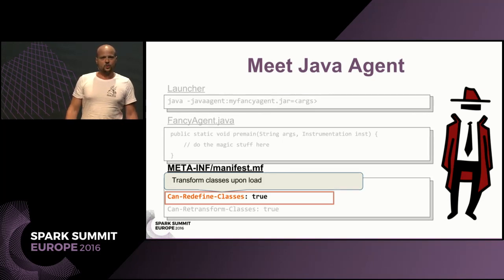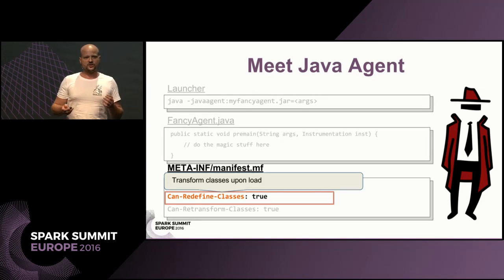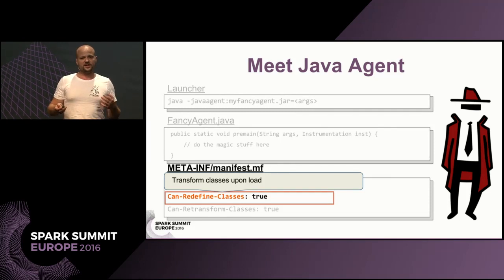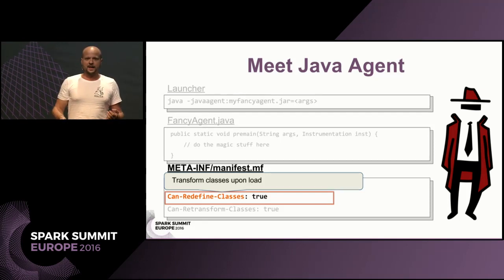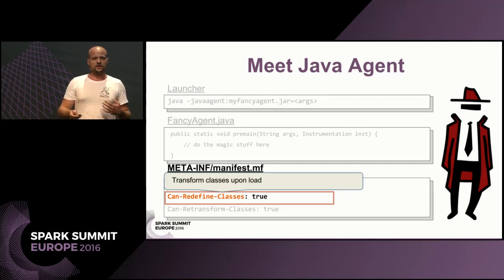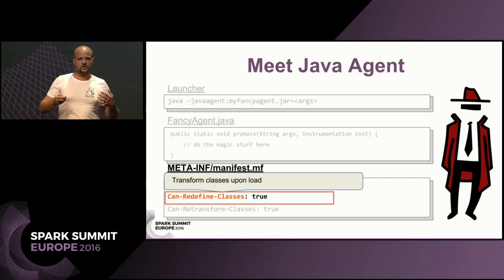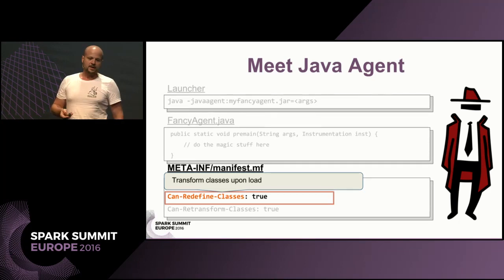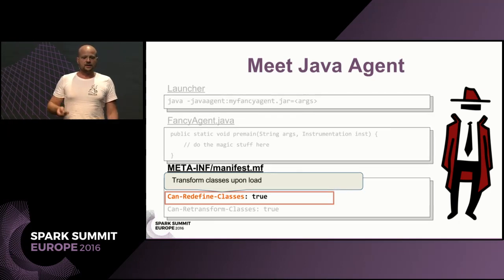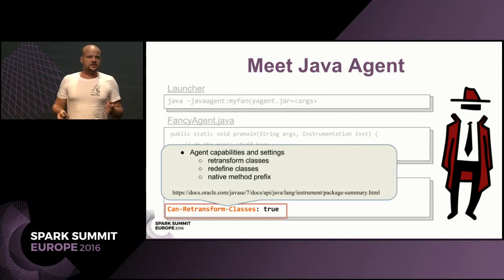In our case, we needed the agent to be able to register class transformers, which can intercept the class loading process, and they can change or transform the class data on the fly before the class is actually loaded by the JVM. This way we could introduce some hooks into the bytecode and so on. So we specified the can-redefine-classes capability. There's a bunch of other capabilities. The full list can be found in the java.lang.instrument Javadoc.